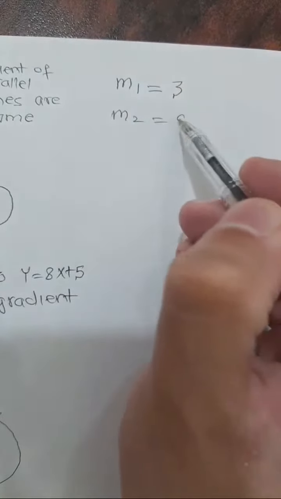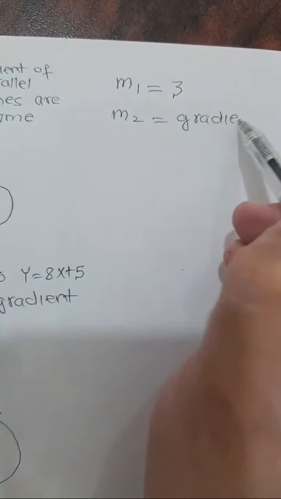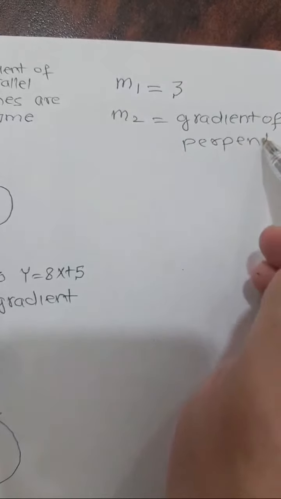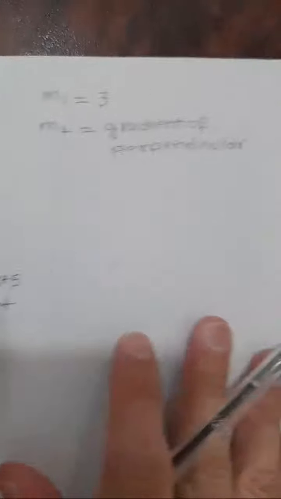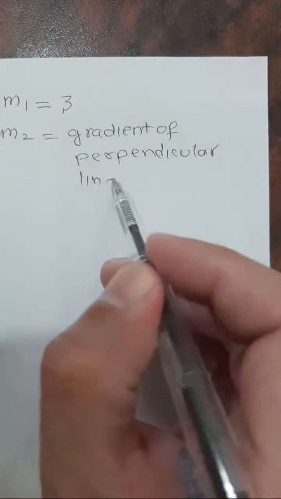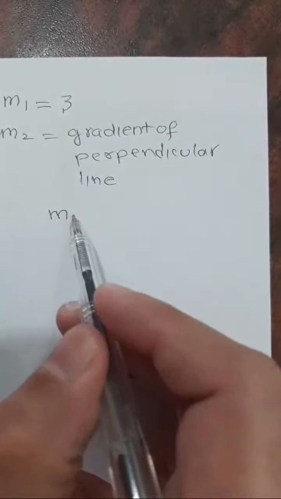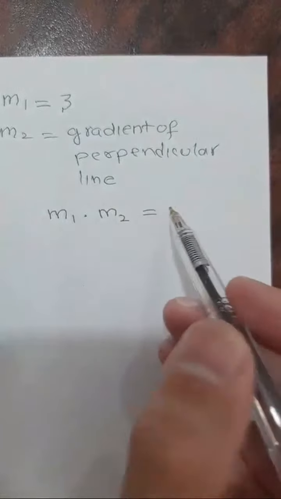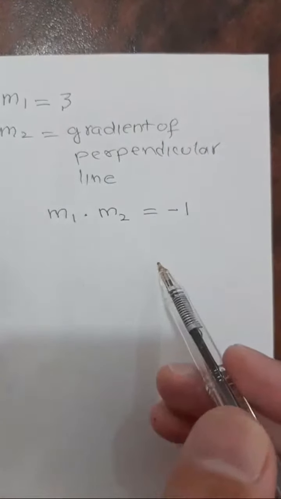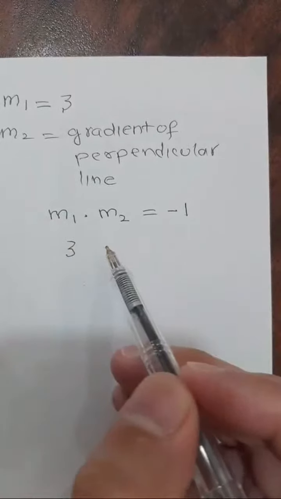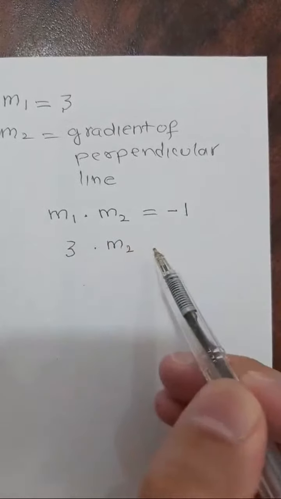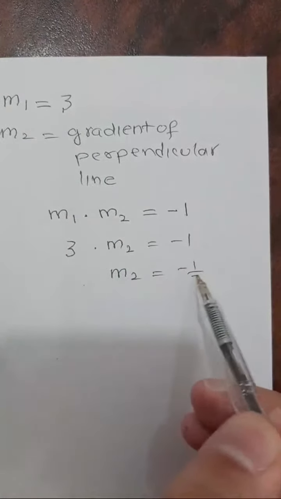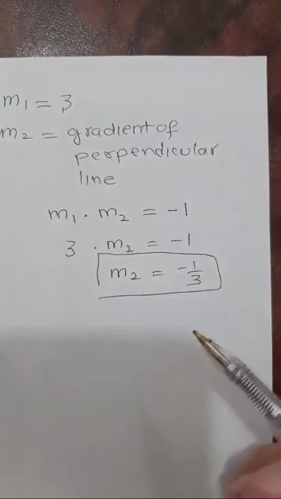m2, which is the gradient of the perpendicular line, is to be obtained. According to the formula m1 times m2, if you multiply the gradients of two lines which are perpendicular, their product must be equal to -1. m1 is 3, the gradient of the given line, while m2, the gradient of the perpendicular line, is to be obtained, and m1 times m2 is equal to -1. From here m2 is equal to -1 by 3. So this is the answer for this part.